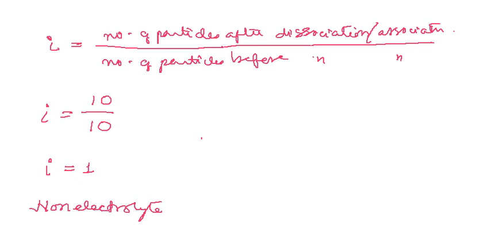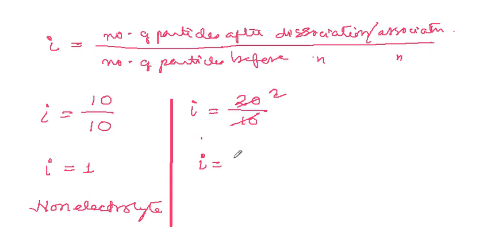Okay, it didn't break. But let's imagine or consider a scenario where you took 10 molecules, and after dissociation they broke apart and formed 20 molecules, or their concentration has increased by how many times? By 2 times. Okay, so here i, the Vant Hoff factor, is equal to 2, which is greater than 1.